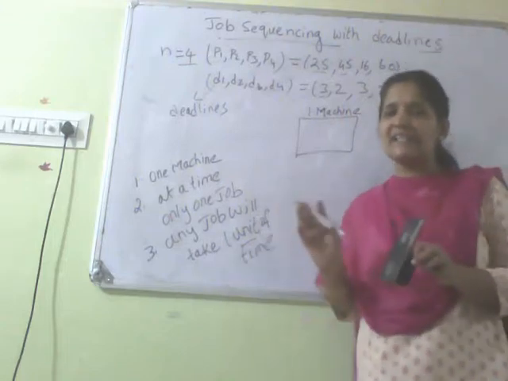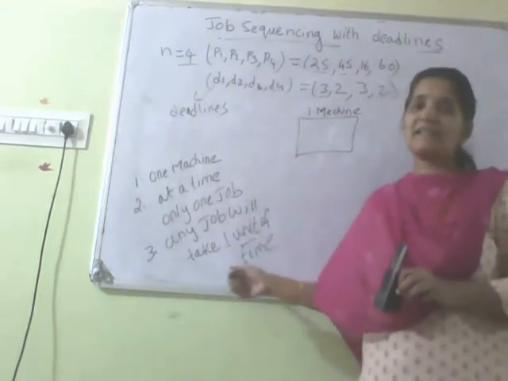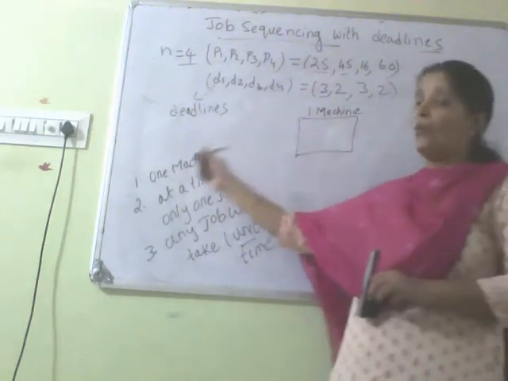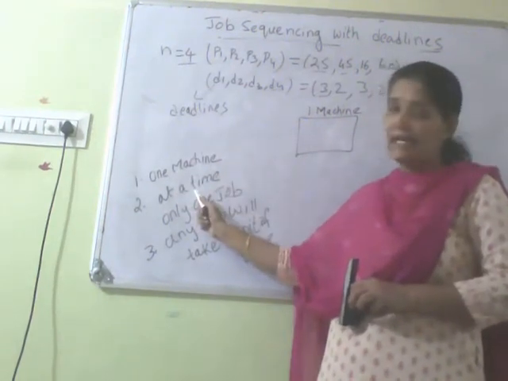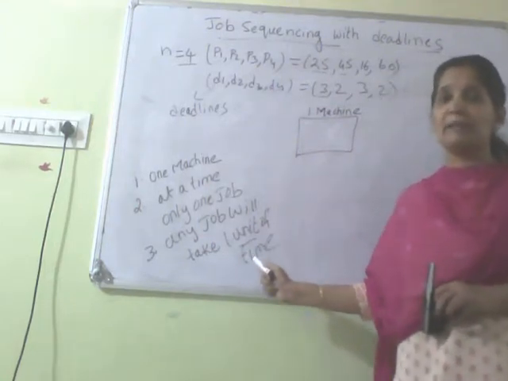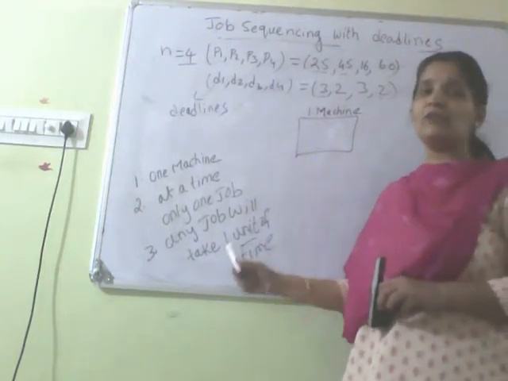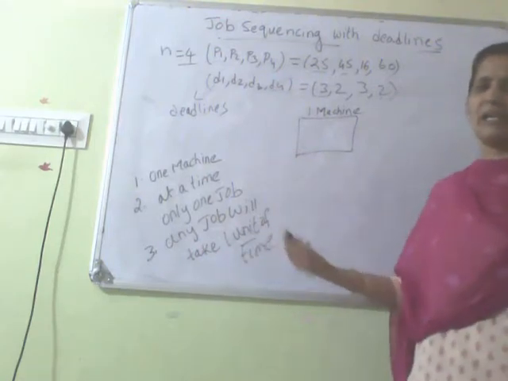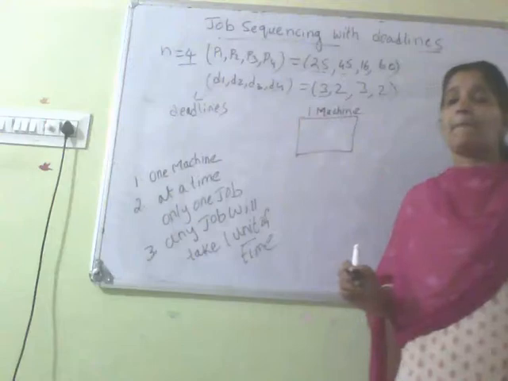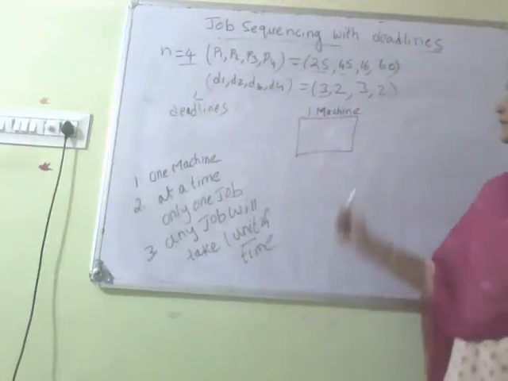See, this is a little tricky, so please listen carefully, it is important. One machine, at a time only one job, and any job will be completed in 1 unit of time. 1 unit means here let us assume an hour, 1 hour or 1 day, anything. 1 unit of time. Have you taken it down, all of you? If you have, I'll start now.